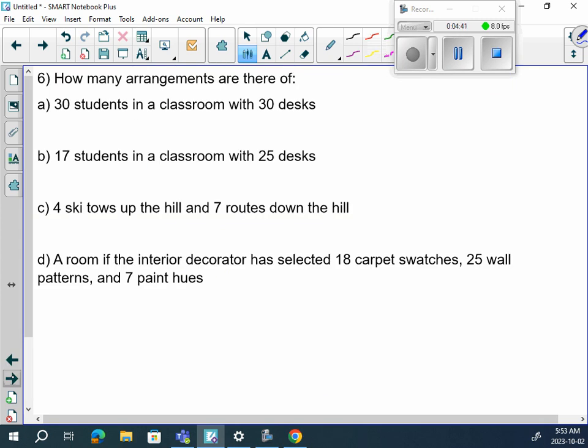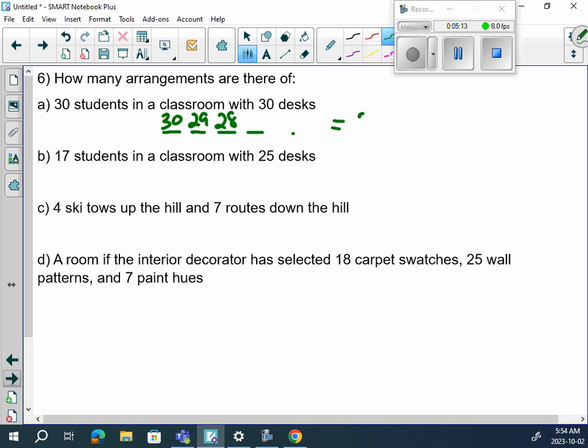How many arrangements are there if 30 students, 30 desks? Okay, so now I don't want to draw this one out, but again, the idea is there are 30 different possibilities. Think of it from the perspective of the student here. Student 1 walks in, they choose whichever desk they want to. There are now 29 desks available as student 2 walks in, and then 28 desks left for student 3, and so on and so forth.